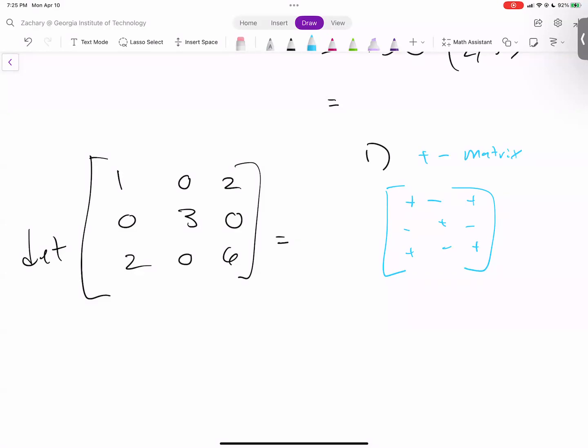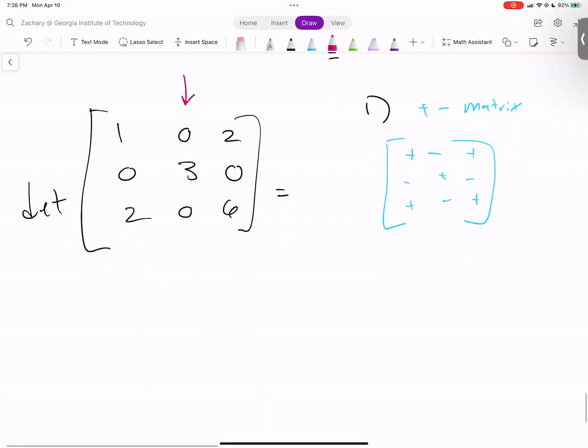So it's literally just always plus in the top left, and then we alternate all the way down. And why I do this is because we can pick any row or column to find the determinant. So what is an easy row or column I can pick here that has a lot of zeros? Second row, second column, same thing. So I'll pick the second column for no particular reason.